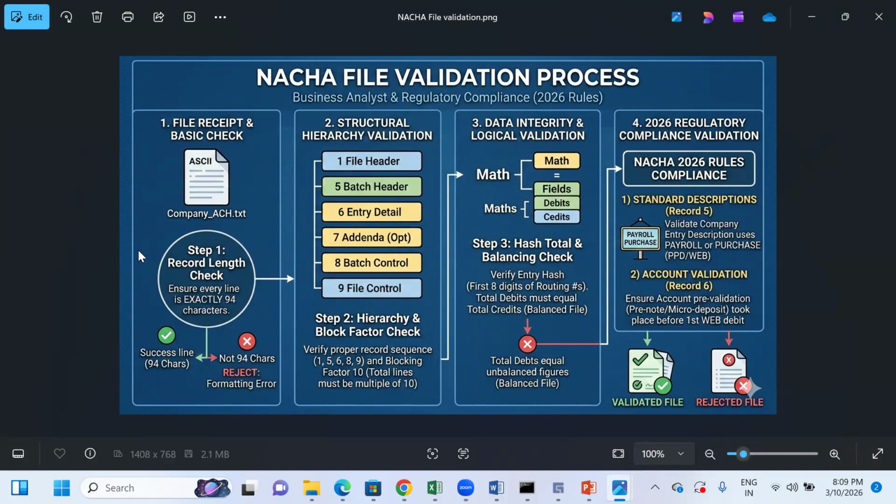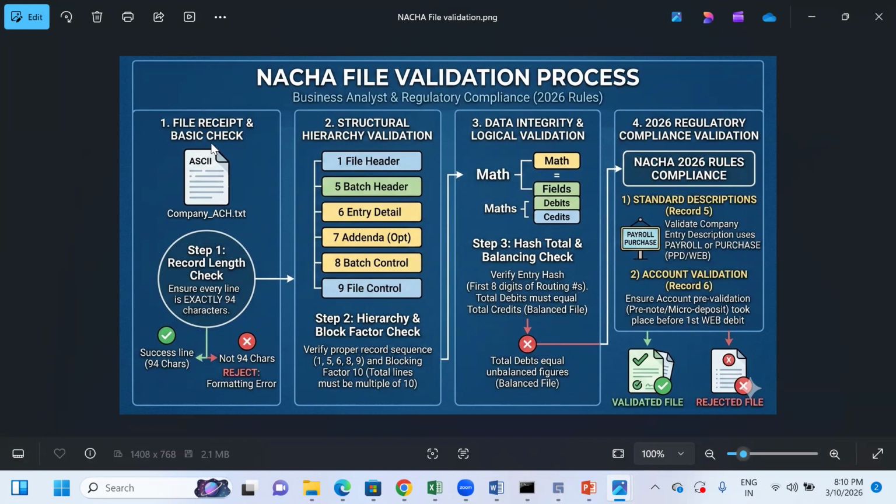Yeah. So I understood how the file validation happened. I just wanted to understand how do I remember what exactly is getting validated in all this hierarchical validation? Is it sequential, like file header, batch header, entry detail, addenda, batch control, and file control? Does the validation happen sequentially? This is a sequential process.